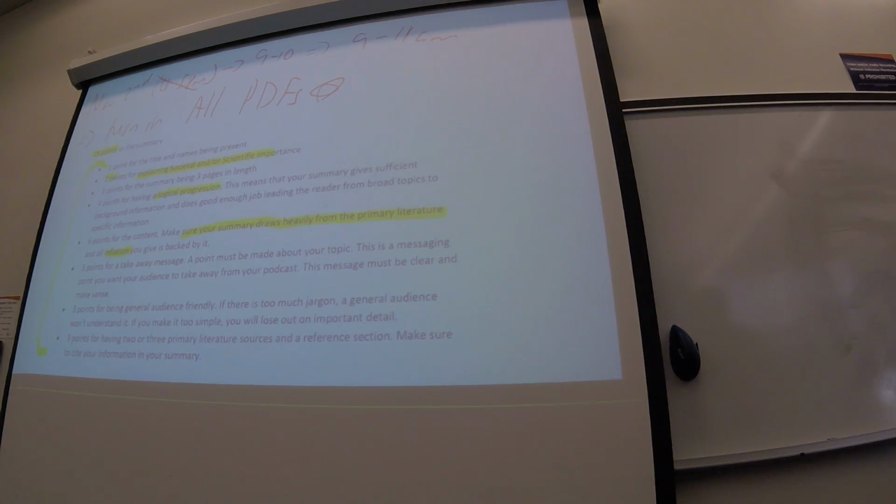I'm looking for a logical progression. If I think you're jumping around topics, or you have to backtrack a lot to explain yourself, you're not going to get those full 4 points. So on and so forth. Being general audience friendly, right? If you just throw a lot of jargon in there that you don't explain well, you're not going to get all 3 of those points. And so that's basically what it is.